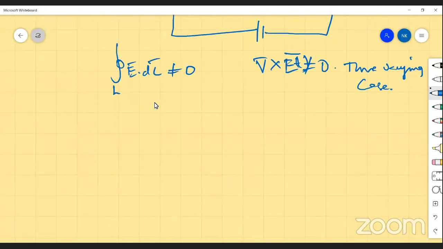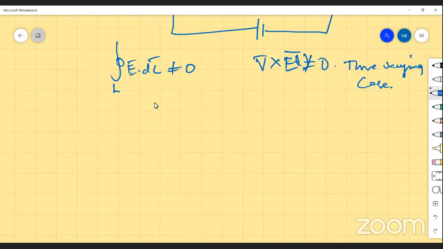Then what is the value there? The closed loop integral E bar dot dl bar is not equal to 0, but is equal to some work done, which is equal to minus d phi by dt. So this is a condition.